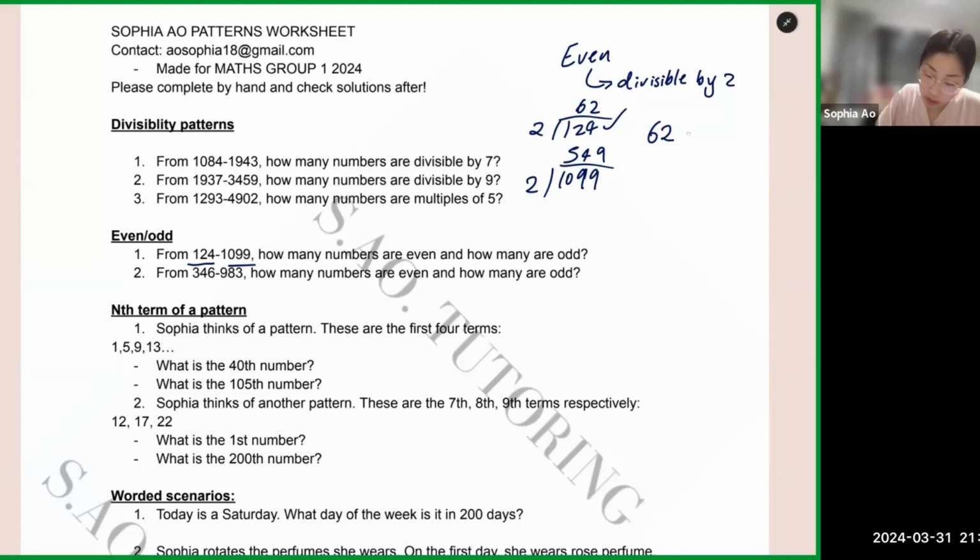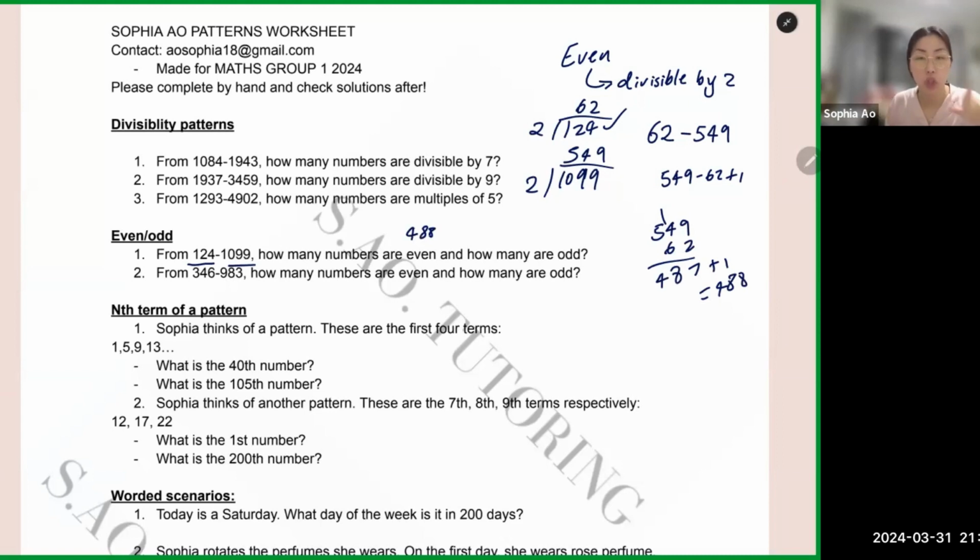So we got 62 to 549, and I'm just going to do the same thing that I did before, 549 minus 62 and plus 1. So I'll just do that on the side here. All right, so I get 487 plus 1, which is 488. Great. There are 488 even numbers.